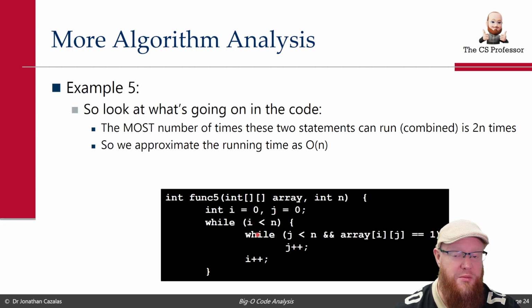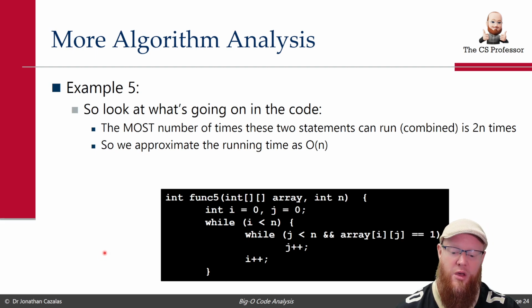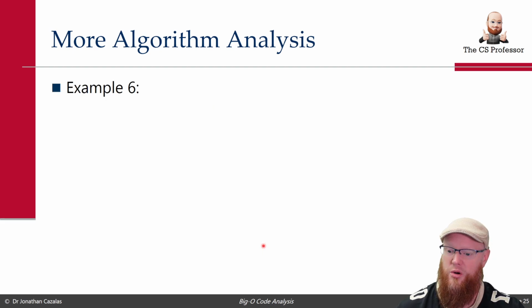So you have to really pay attention. This is actually just O of n. We end up executing the outer loop up to n times. We execute the inner loop up to n times, but just for a total of n plus n, which is 2n, therefore O of n.